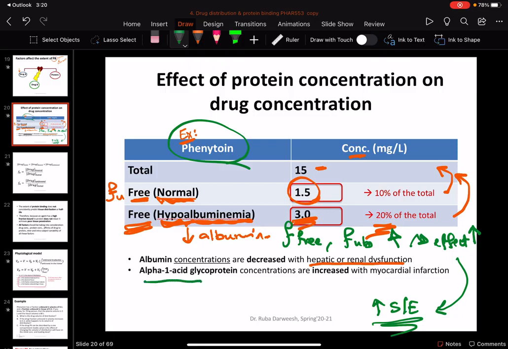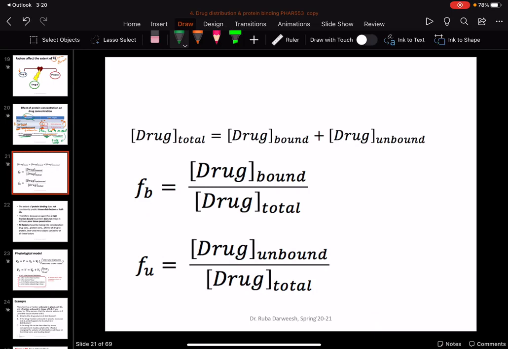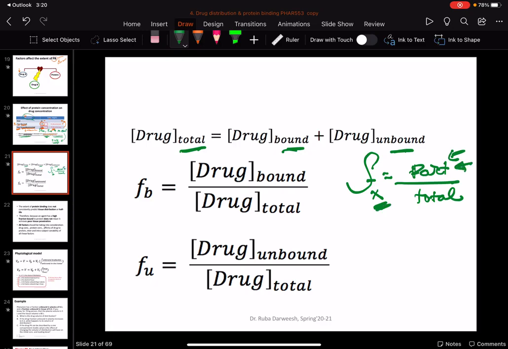Okay, and this would happen also for acid glycoprotein, in which the concentration of the glycoprotein would increase in some cardiac disorders or issues. We can determine the fraction of the bound drug and the unbound or free drug if we know the total, bound and unbound concentration, by having the ratio, and we know that the ratio is part over total. So the fraction that you are interested in, if we're talking about bound, would be bound over total. If it's unbound or free, then it is free, unbound over total.